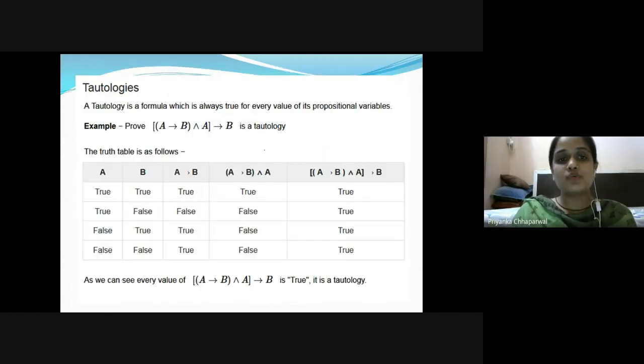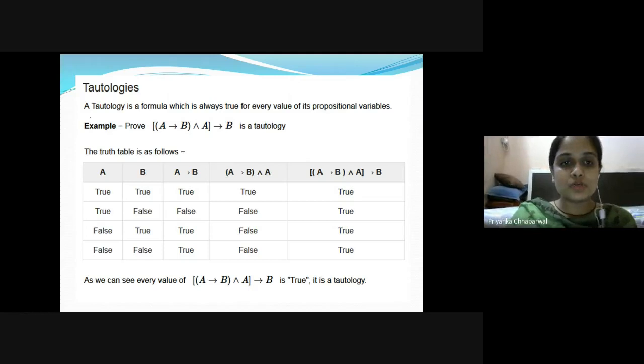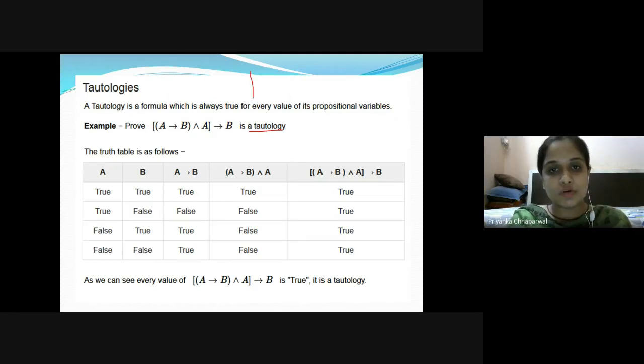Then we have the tautologies. What is tautology? Tautology is the formula which is always true for every value of its propositional variable. जो भी propositional variable you have, तो क्या होगा, सारा वैल्यू ट्रू आएगा. Then you can say that it is tautology. अगर सारा वैल्यू false आ रहा है, then you say that it is contradiction. If all the values are true, then you say that it is tautology. If false and true का combination आ रहा है, you can say that it is a contingency.